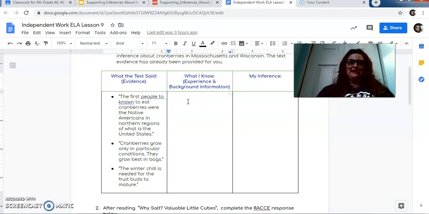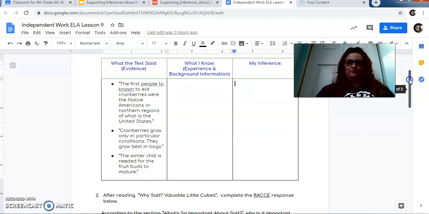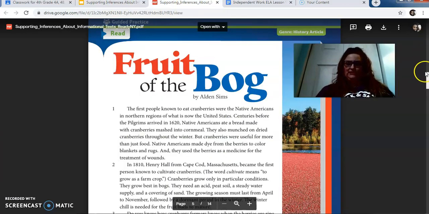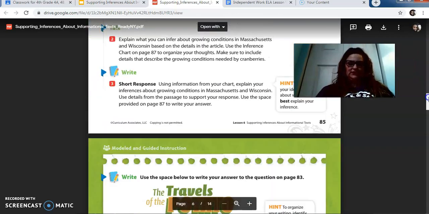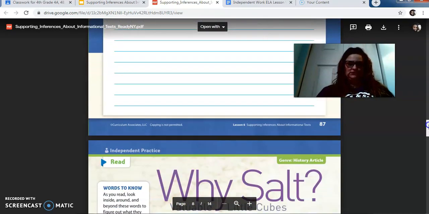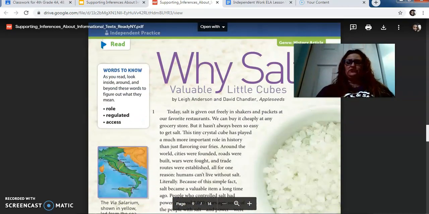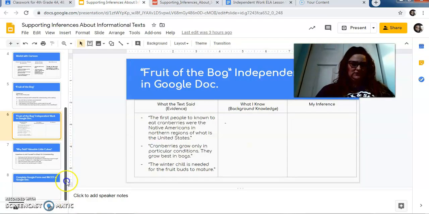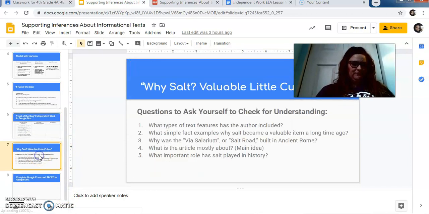Now, everybody's going to have something different. I don't expect everybody to have the same thing. And then what is your conclusion about cranberries in Massachusetts and Wisconsin based off of your evidence and what you already know? After you've completed that, you are going to read, scroll down here, Why Salt, Valuable Little Cubes. You're going to read this text afterwards. There's more information too about why salt.